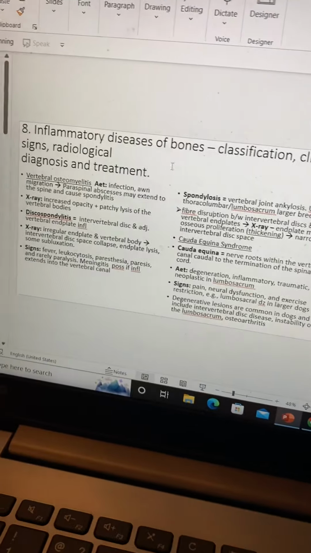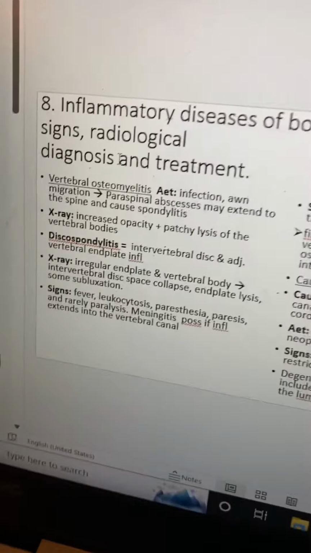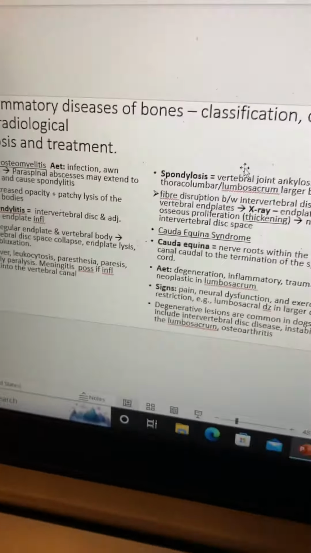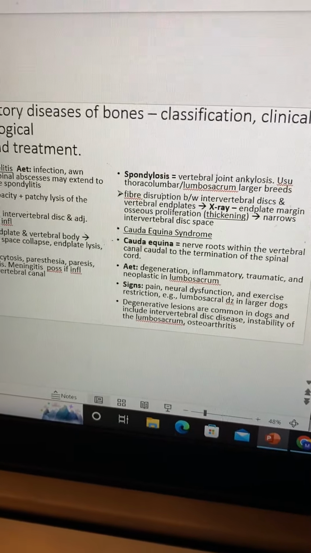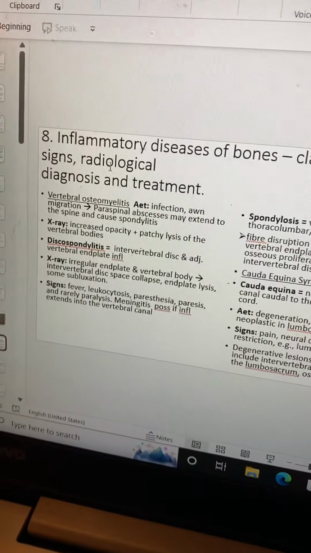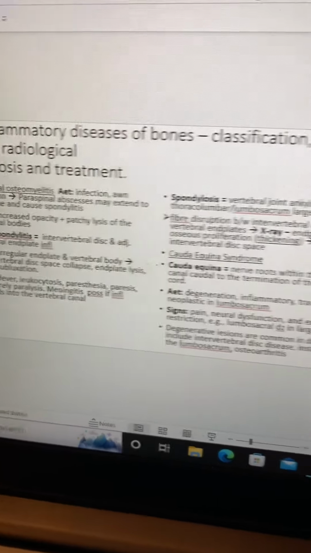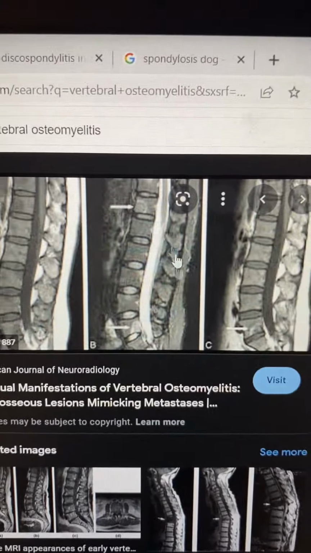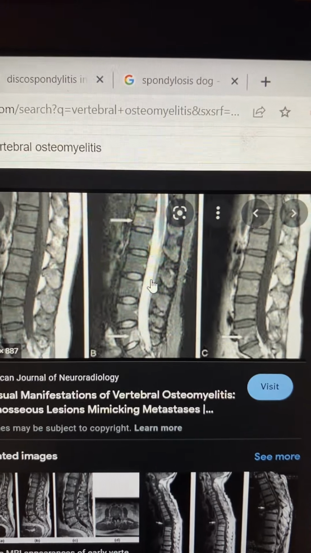Next, we have inflammatory diseases of bones. We're going to talk about vertebral osteomyelitis, discospondylitis, spondylosis, and cauda equina syndrome. So vertebral osteomyelitis, let's find a picture. This is a good CT.